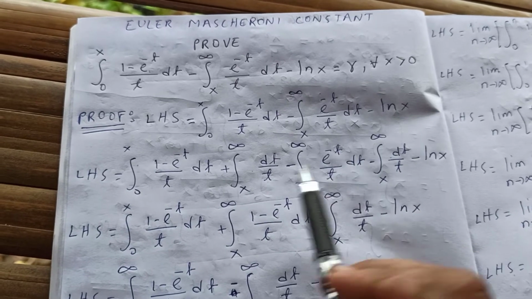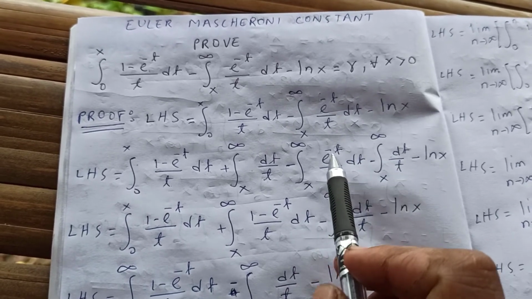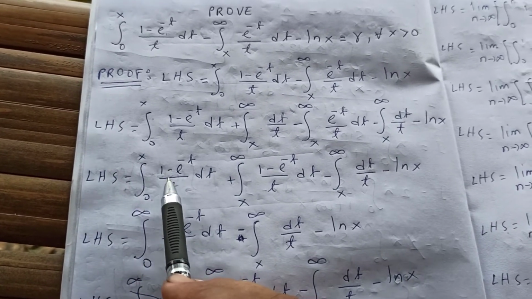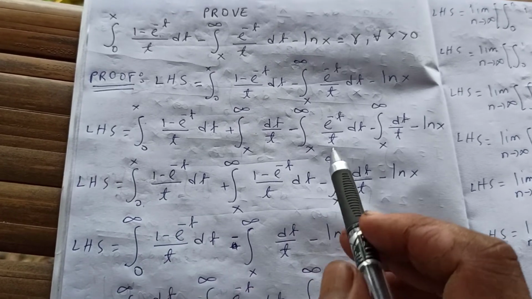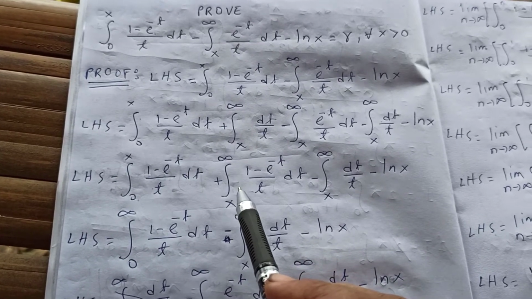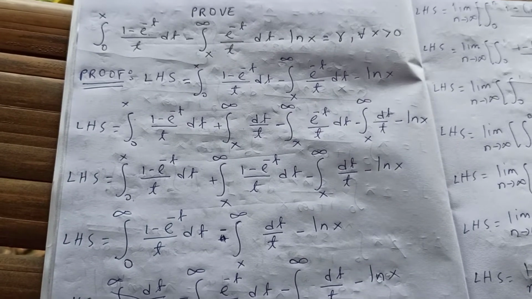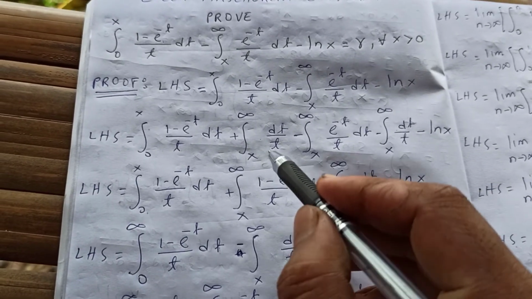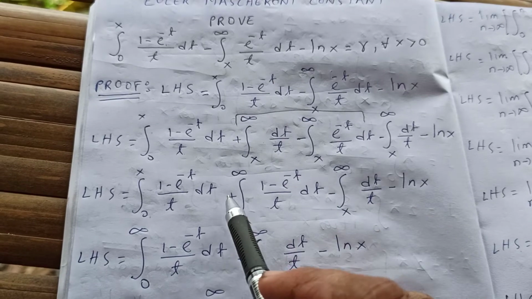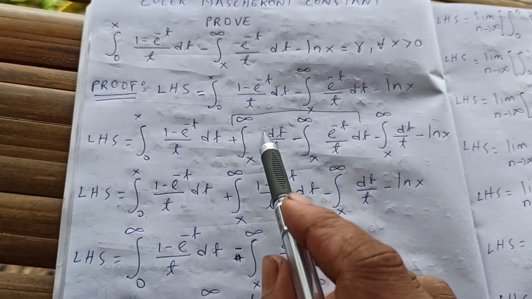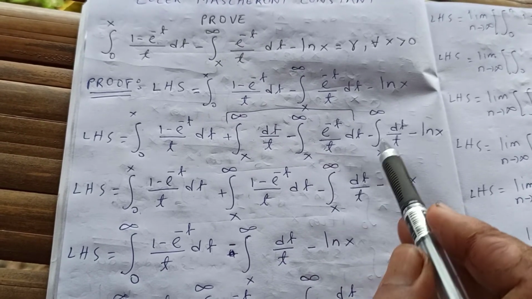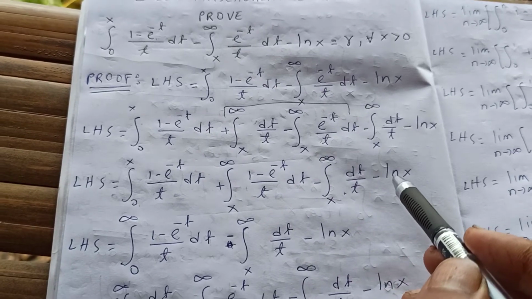Here we are going to subtract again the integral from x to infinity of dt upon t. Now the left hand side is the integral from 0 to x of (1 minus e to the negative t) upon t dt, plus the integral from x to infinity, combining these two, of the same thing, (1 minus e to the negative t) upon t, and minus the integral from x to infinity of dt upon t, minus log x. I hope that is clear.